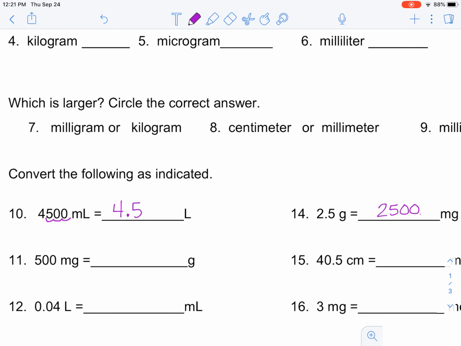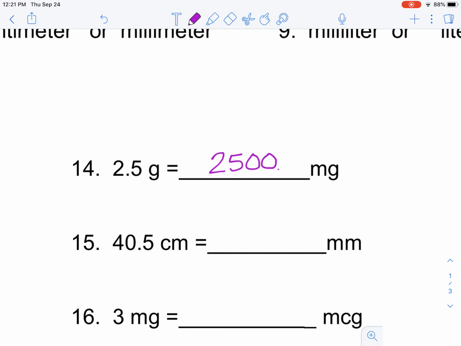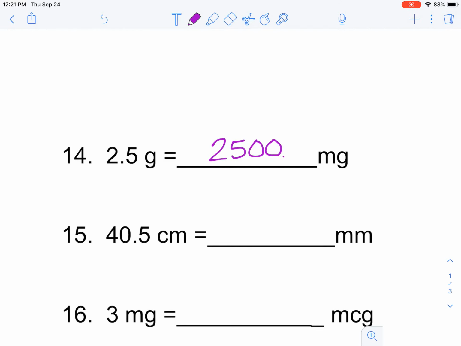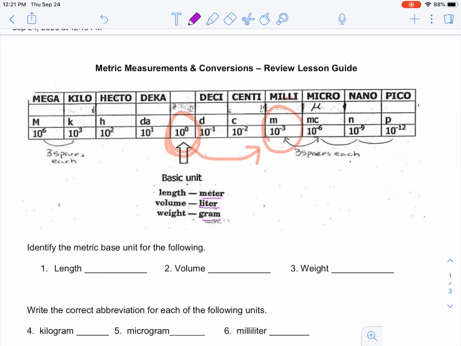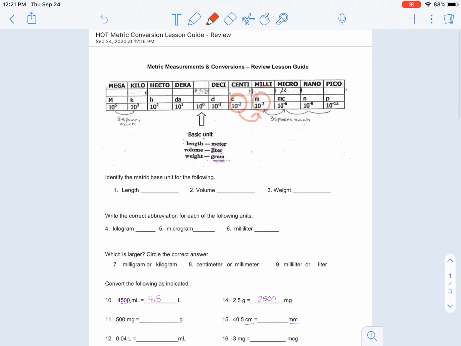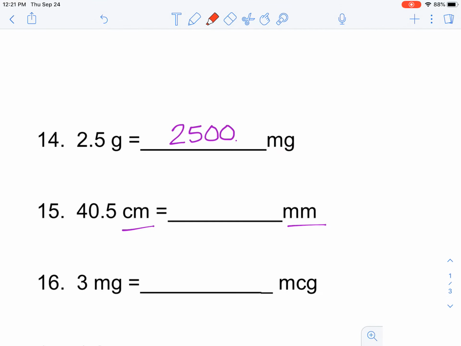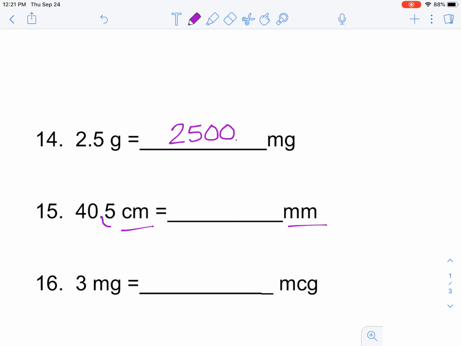All right, let's do number 15 as an example. So from centimeter to millimeter. Remember I said I want you to get in the habit of looking at the exponents from centimeter going to millimeter. That means I'm going one space to the right. One space to the right makes this 405 millimeters.